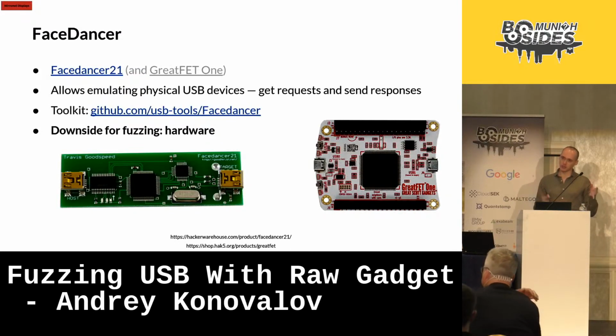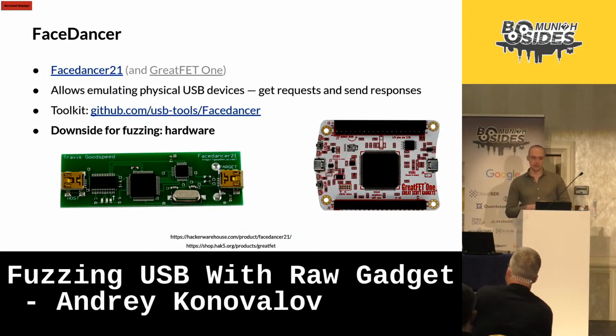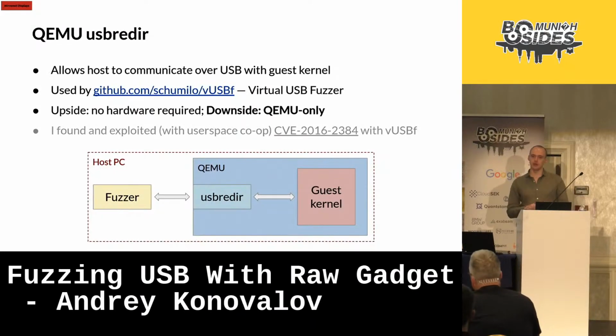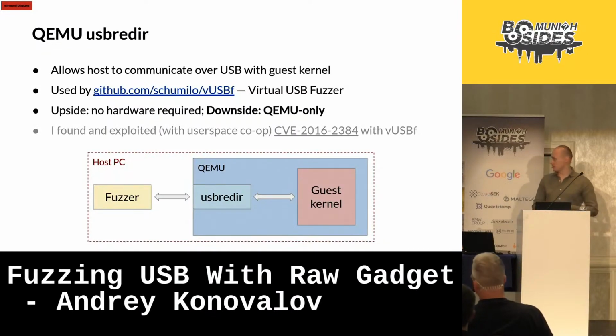So instead, it would be great to have some kind of approach that works inside a virtual machine. I kept looking, and the next thing I found is the USB redirector module in QEMU. QEMU is a type of virtual machine. This module allows the host to inject arbitrary USB traffic for the guest kernel that is running inside QEMU. This can also be used for fuzzing. There is actually a fuzzer called Virtual USB Fuzzer, and it uses this QEMU USB redirector module.